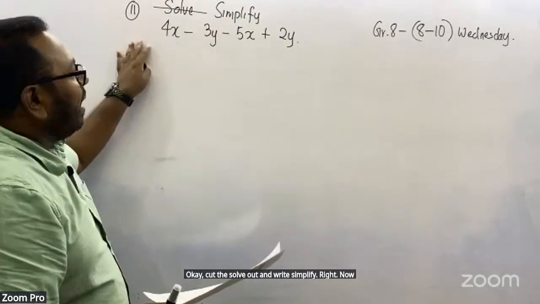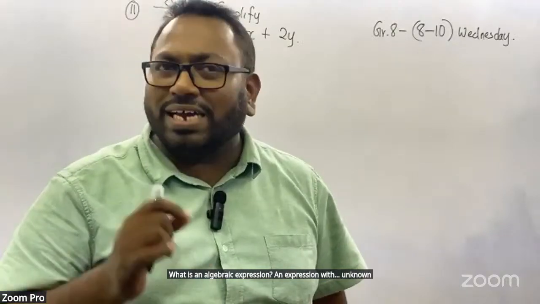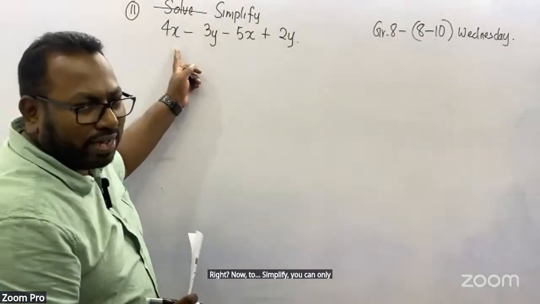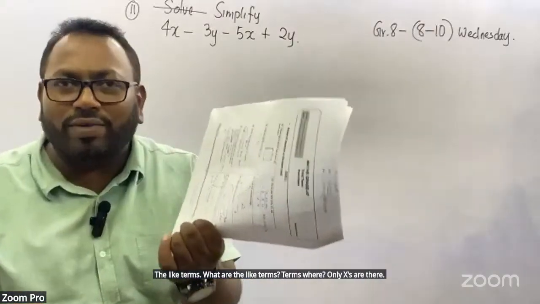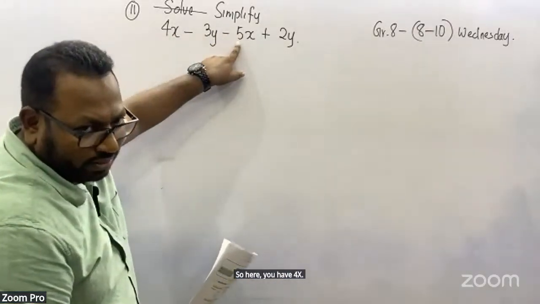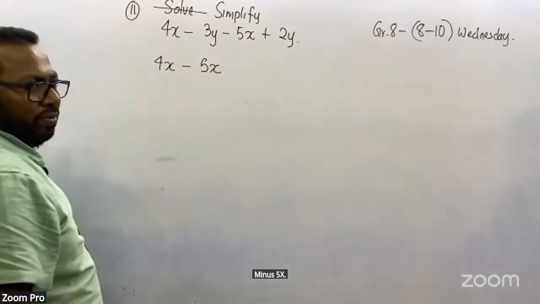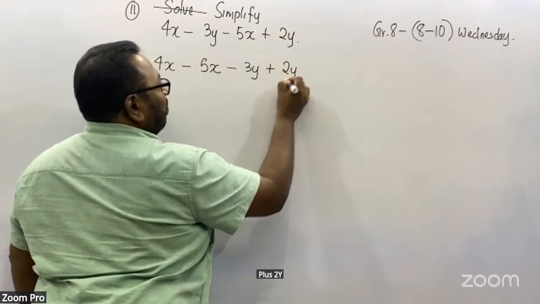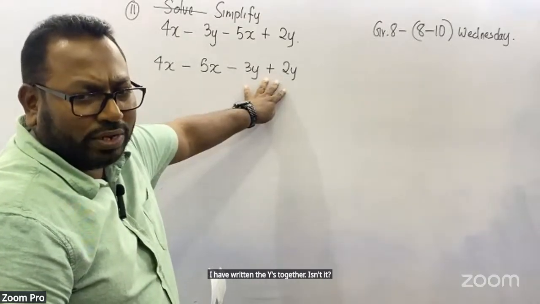Right. Now you have something called an algebraic expression. What is an algebraic expression? An expression with unknowns. What is the unknown? x and y. Now to simplify, you can only simplify the like terms. What are the like terms? Terms where only x's are there and only y's are there. So that's what we say like terms, which are similar. So here you have 4x and 5x, right? So you rewrite it with the like terms: 4x minus 5x, then minus 3y plus 2y. So what have I done? I've written the x's together and the y's together.